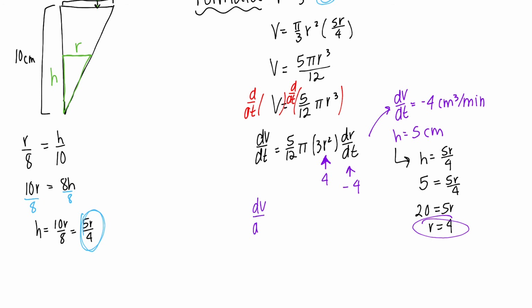We get dV/dt is equal to 5/12 pi times 3 times 4 squared times negative 4. Plugging that all into your calculator. Give me a moment to actually do that. You get negative 251.33, and then the units for volume should be, oops, and then I actually made a mistake here.